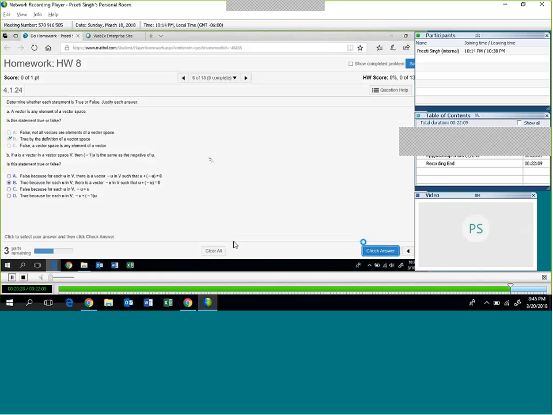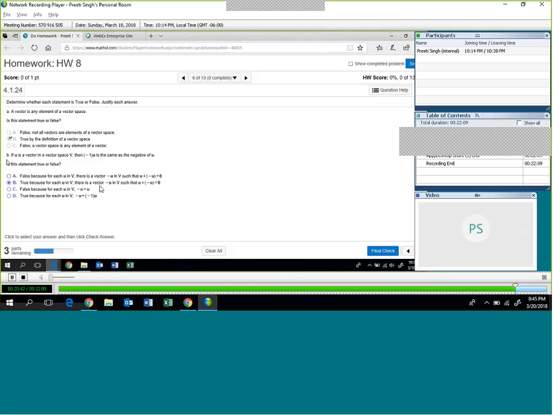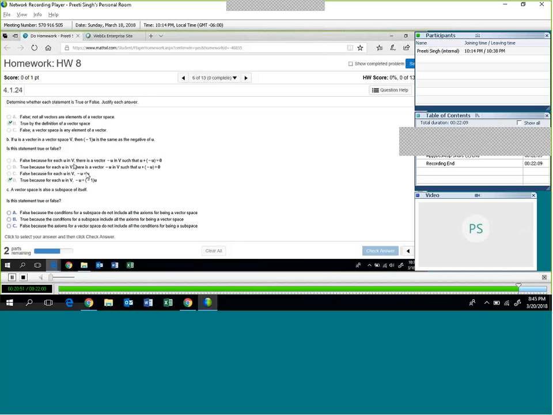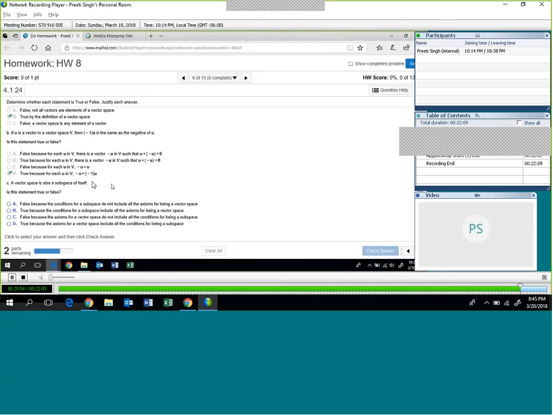I think it's D. So it should be D because this negative u is minus 1 times u right here. It's not the other one because there is a vector minus u, but minus u is defined as negative 1 times u. That's how we define the negatives in a vector space. So the negative of a vector is the scalar multiple of minus 1 times u.